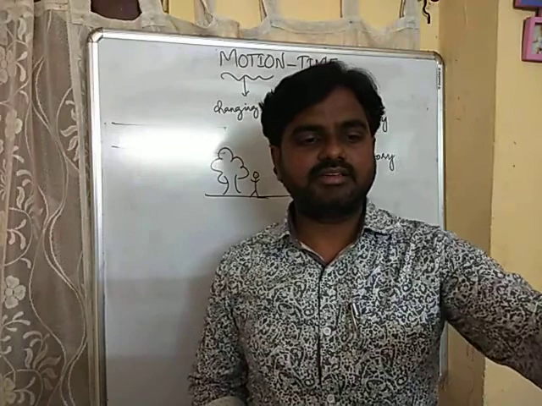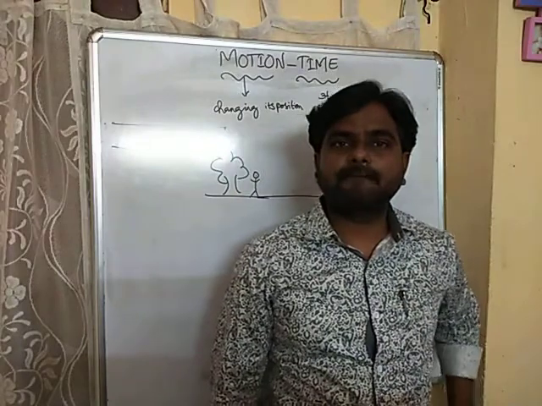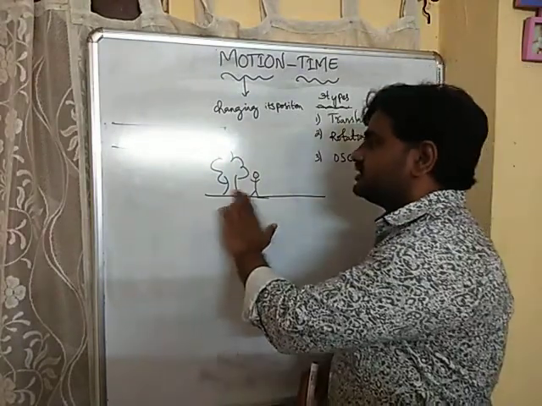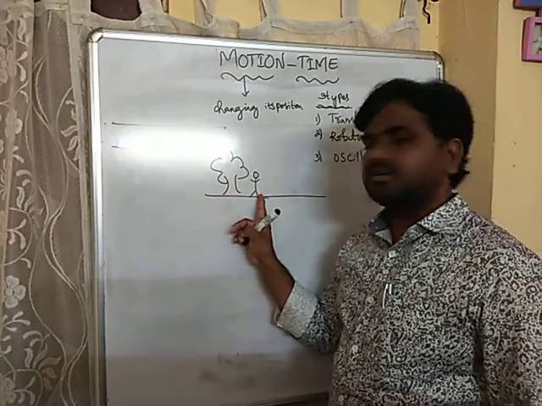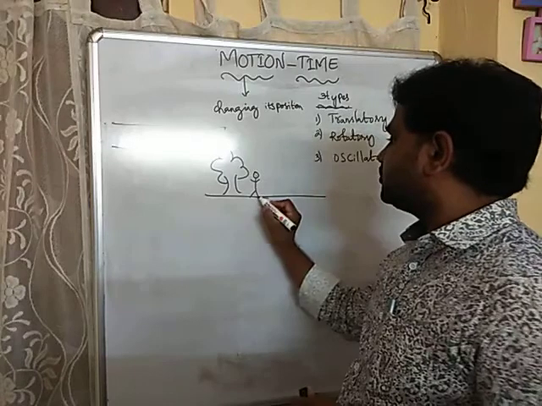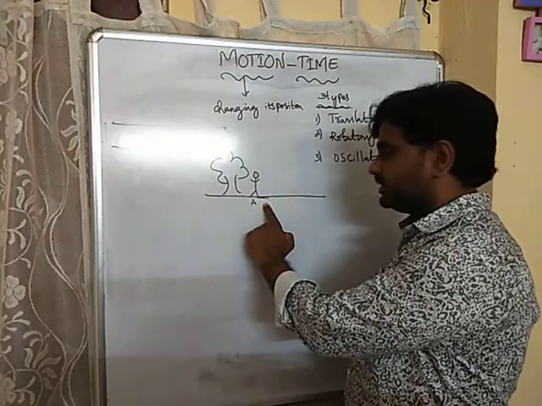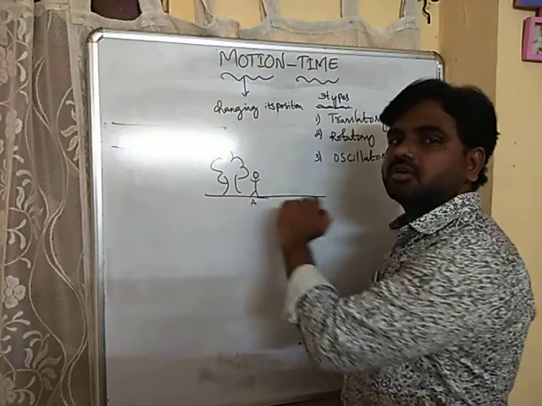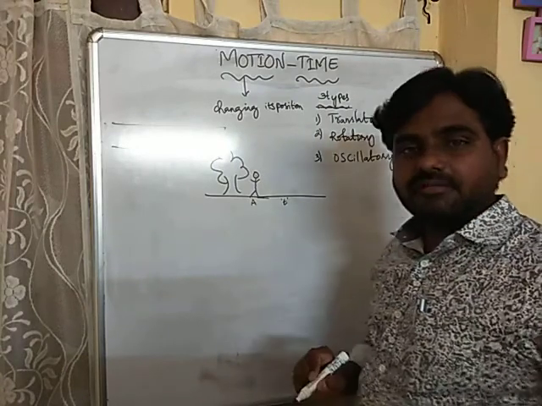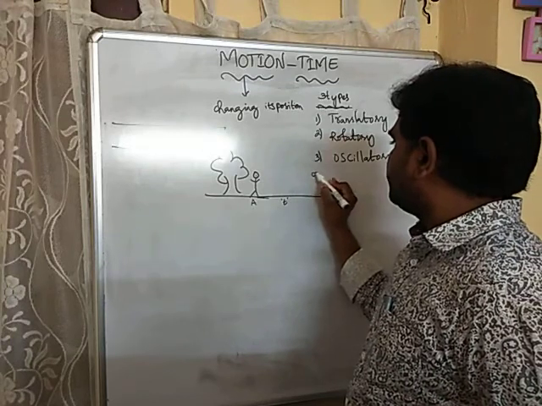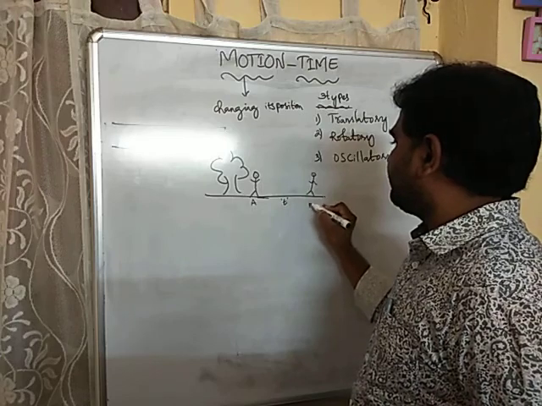So how can we say that a body is in motion? How can we say that? Simple example. See here, there is a tree, and beside this tree, a person is standing at a position called A. Isn't it? There is a tree and a boy or a person standing beside this tree at a position called A. Now, after a certain time interval, he moved from position A to position B.